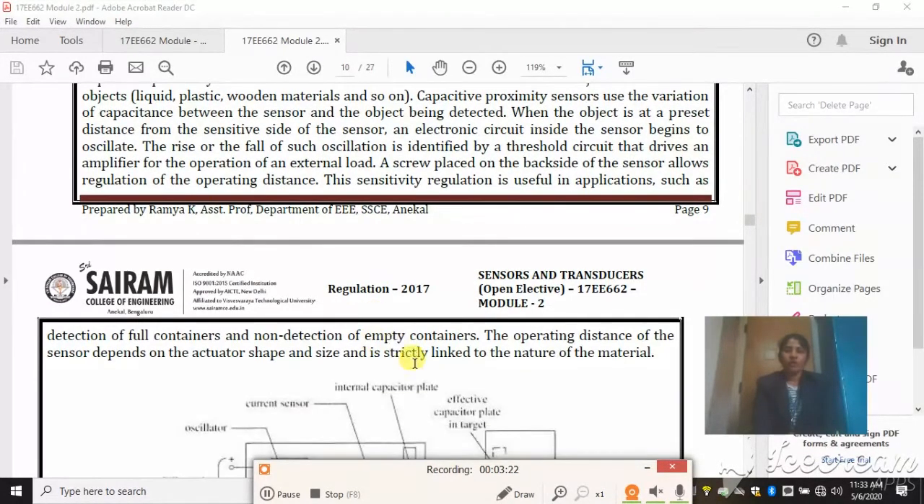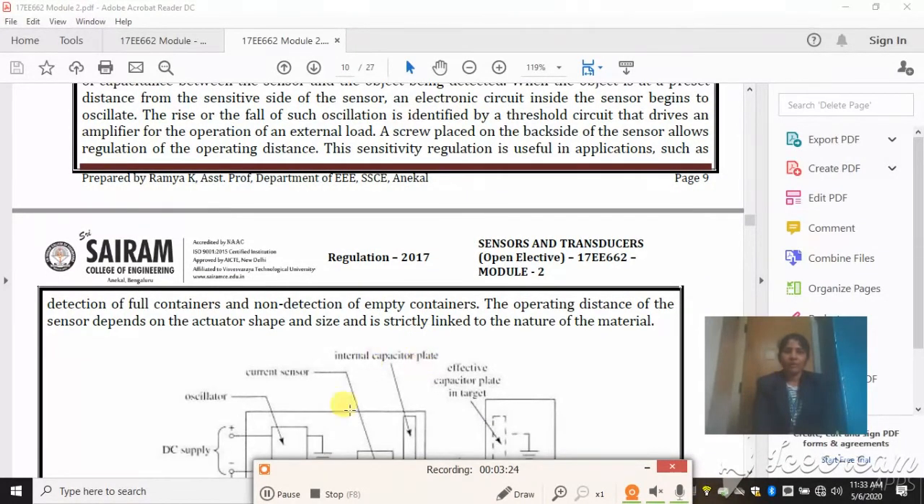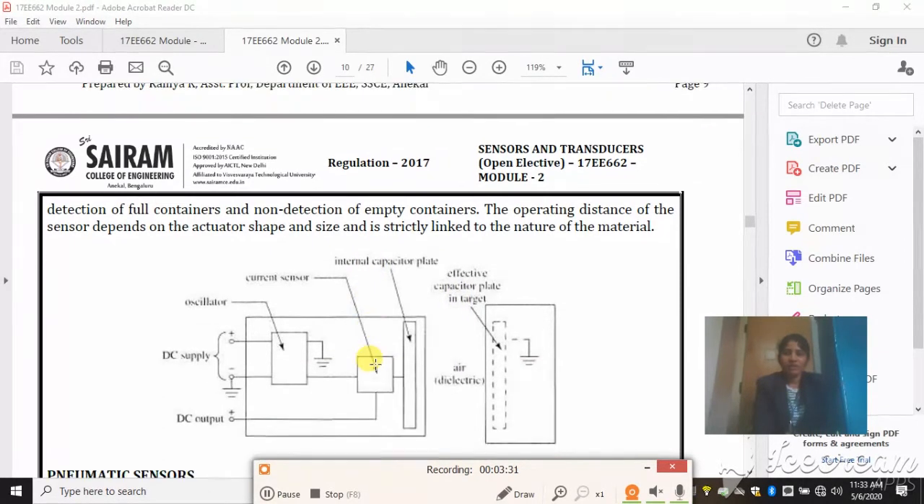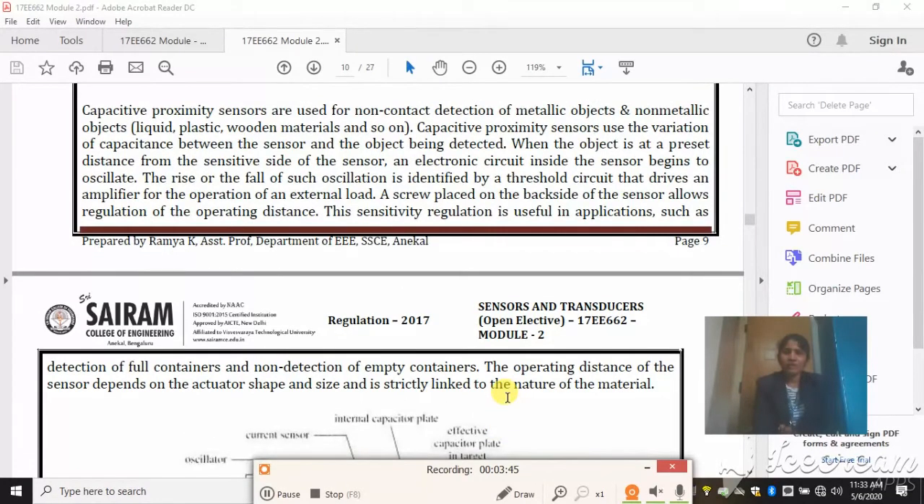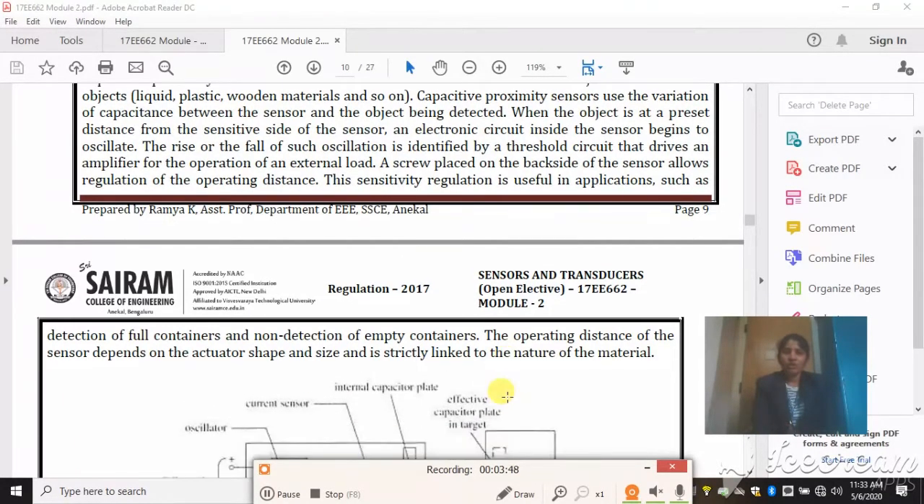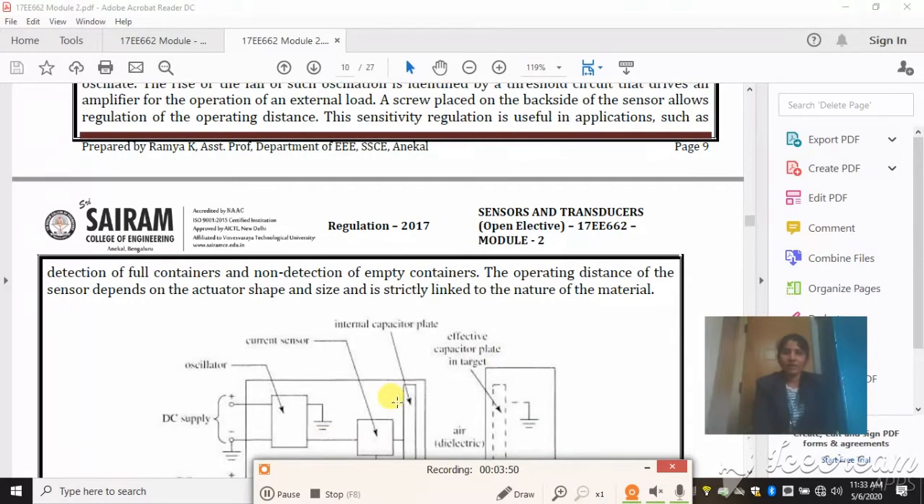Whenever an object is present within a distance from the sensitive side of the sensor, the electronic circuit inside the sensor tends to oscillate. You have two sides: one is the sensitive side and the other is the effective capacitor plate in the target. The sensitive side of the capacitor plate begins to oscillate. This oscillation is identified by the threshold circuit and it is amplified for the operation of the external load.